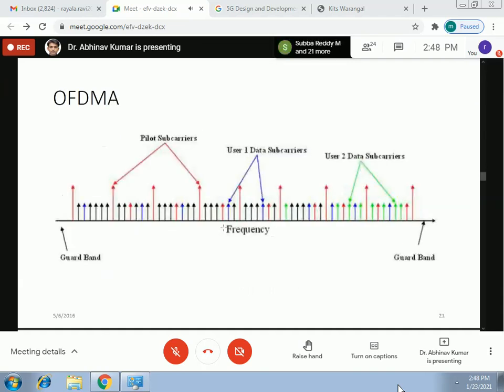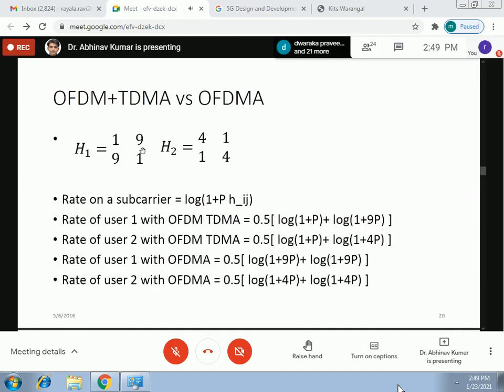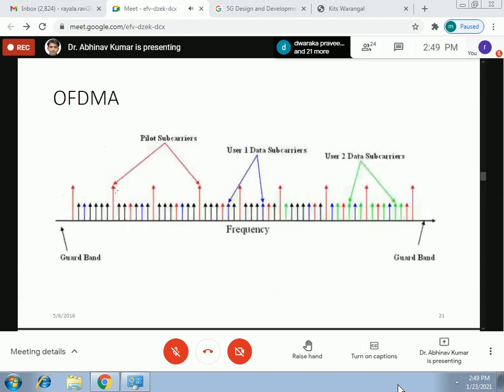So this is again the same thing illustrated for our time slot. In our time slot, I can have the guard band just like we have in OFDM. We know OFDMA also will have pilot subcarriers, and then user 1's data in some subcarriers and user 2's data in some subcarriers. So this is a more practical way of representation because we don't typically have only these two, right? We need to have for a full-fledged communication system something of this sort, right?